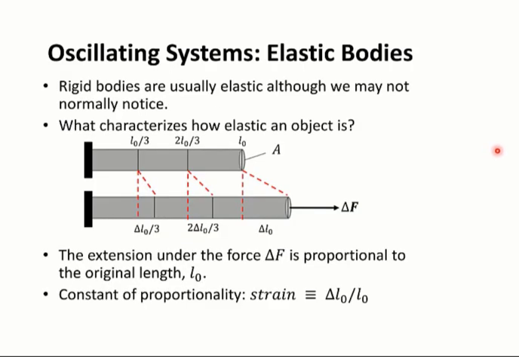Okay, so now let us have a look at another example of oscillating systems. Let's consider elastic bodies. Now, what is an elastic body? Well, an elastic body is if you apply some force on that body, it deforms, okay? But if you remove that force, it goes back to its initial shape or size, okay? So rigid bodies are actually elastic, but we normally don't notice it always, right?